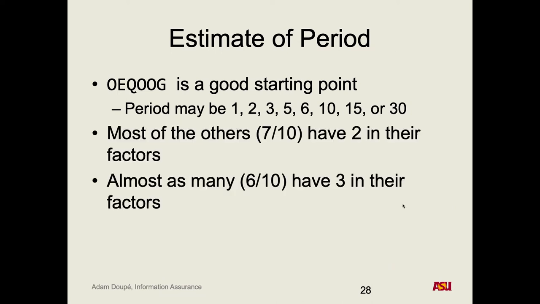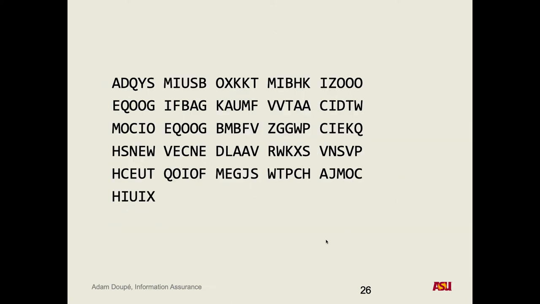Okay, so this was the reasoning that we did. We could also look at how many of them have 2s in their factors, how many have 3s, so maybe we try 6 first. But we want to check, so how can we check? How do we check that 6 is correct?